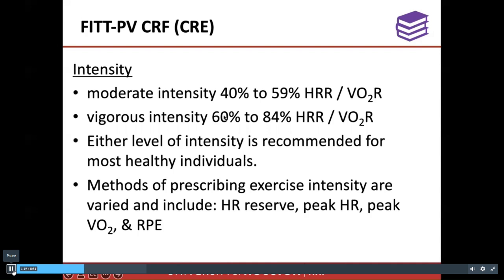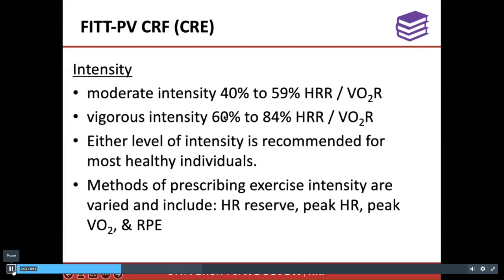For intensity, so that was the F part. For the I, intensity, if we're talking about moderate intensity, that's 40 to 59% of heart rate reserve. Vigorous intensity is 60 to 84% of heart rate reserve. And either level of intensity is recommended for most healthy individuals. Even with my older adults, I'll get them into the vigorous intensity range. I had one study where we had older adults, 65 to 85 years of age, walking for an hour on a treadmill at 70% of heart rate reserve, 3 days per week. And they did that for 6 months. We had to build them up to 70%, but they hit that by 1 month. So for at least 5 months, they were doing that. So most people that are healthy are capable of doing the vigorous exercise.